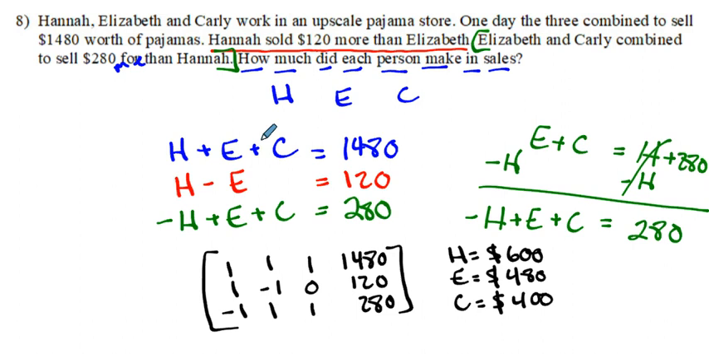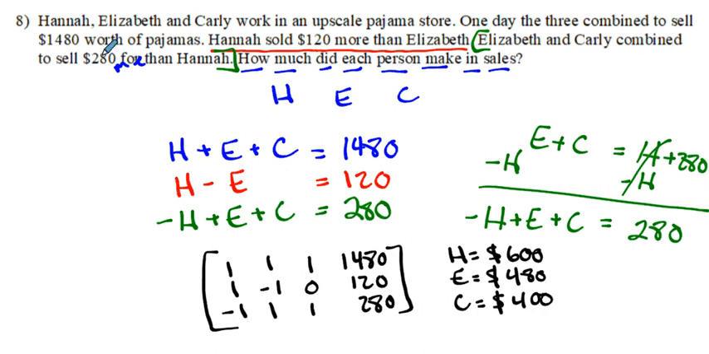And just for the sake of checking this, I would go back and read the statement again and make sure it all works out. Okay, they should add up to 1480, and these do. Hannah should be 120 more than Elizabeth. Here's Elizabeth at 480. If I add 120 to that, I do get 600. So that requirement's also met.